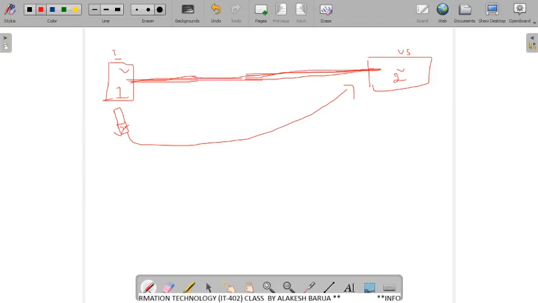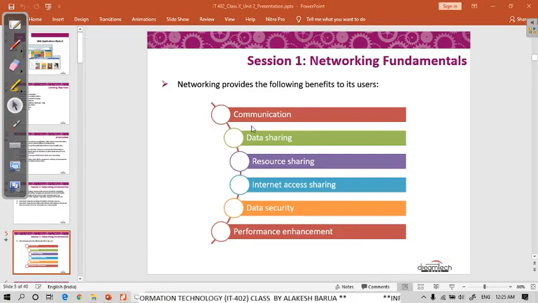So that's why if we connect the two computers together using a network, then data sharing, application sharing, whatever things computer 1 has, if computer 2 wants to have those things also, then it can be easily accessed by computer 2 over the network. That is how networking improves data sharing.